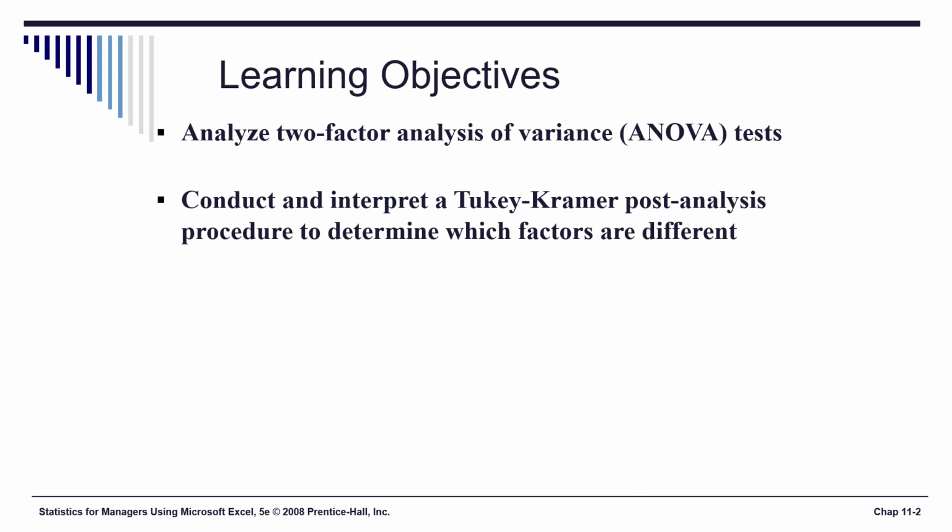So learning objectives: we're going to learn how to analyze the ANOVA output from two-factor ANOVA, and then conduct and interpret a Tukey-Kramer analysis of test procedure after we determine that some factors are different. We're going to nail down which factors are different. Basically, we have two types of factors. One of them is called row factors. Secondly, it's a column factor.